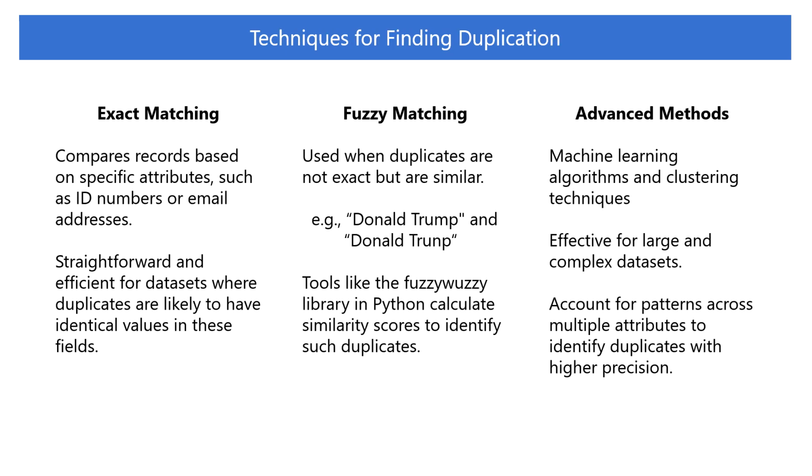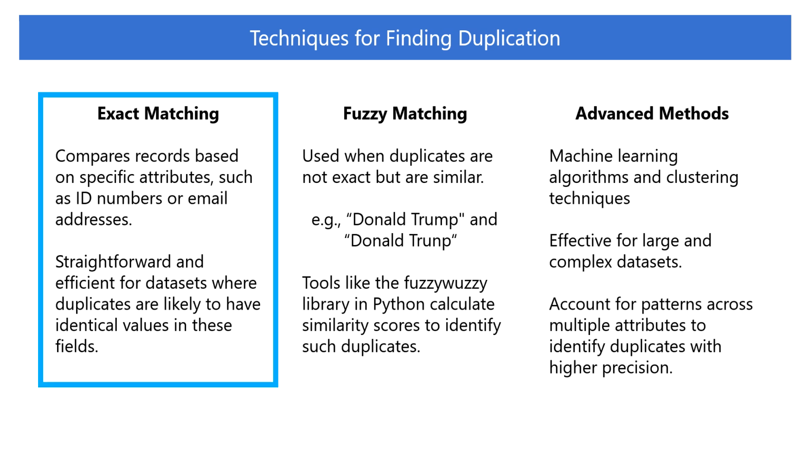We can use several techniques to detect and manage duplicates: exact matching, fuzzy matching, and advanced methods like machine learning. Exact matching is a method that identifies duplicates by checking whether records have identical values in selected fields. It compares records based on specific attributes such as ID numbers or email addresses. It is straightforward and efficient for datasets where duplicates are likely to have identical values in these fields.